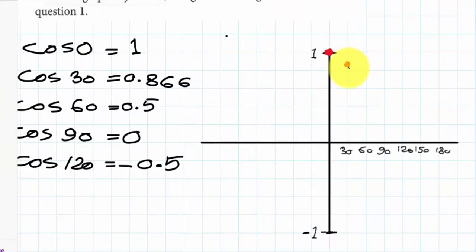30, 0.866. Then we have 60 with 0.5. 60 and 0.5. 0.5 is halfway. 1, 2, 3, 4. There are 5 squares, so 2.5 is halfway. Opposite 60, so it's here. Then we have cosine of 90 is 0, so it stays here. This is 90, 0. And then cosine of 120 is -0.5. Then here is 120, -0.5 is halfway here.